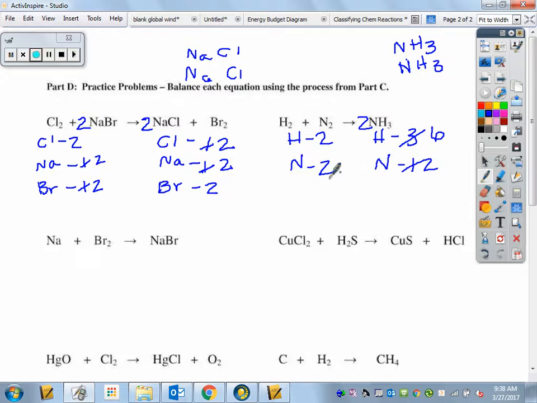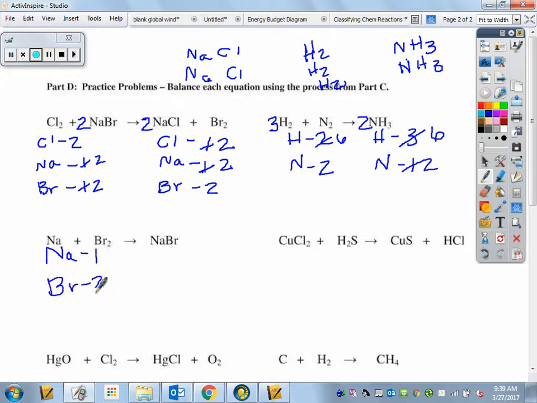So my nitrogens are balanced, but my hydrogens are not. So what times H2 will give me 6? 3. So basically I'm starting with an H2, and now I've got 3 of them. Okay? So a total of 2, 4, 6. Got it?